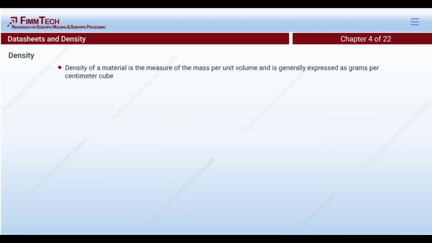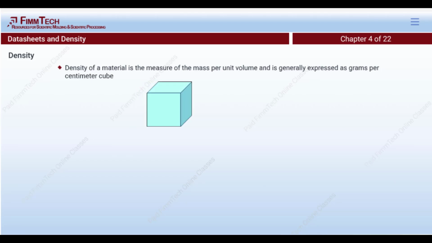So I mentioned that there are three properties in there that are very important to us. The first one is the density. So what is density? Density of a material is a measure of the mass per unit volume and is generally expressed as grams per centimeter cube.